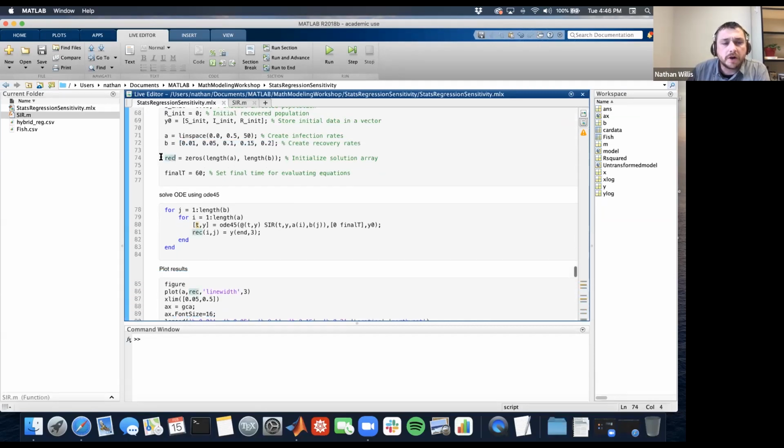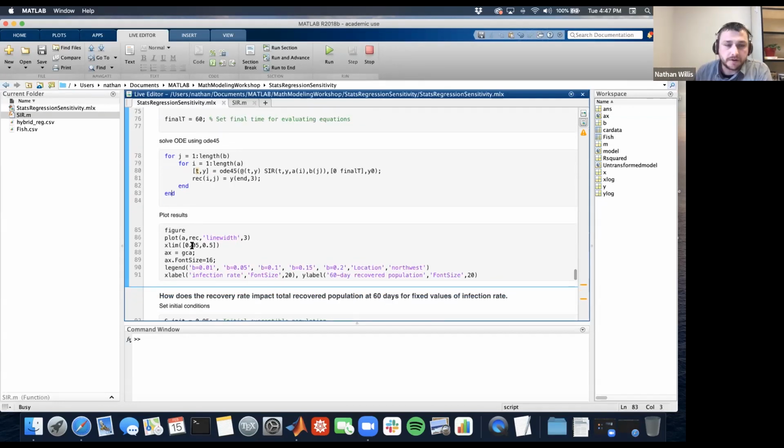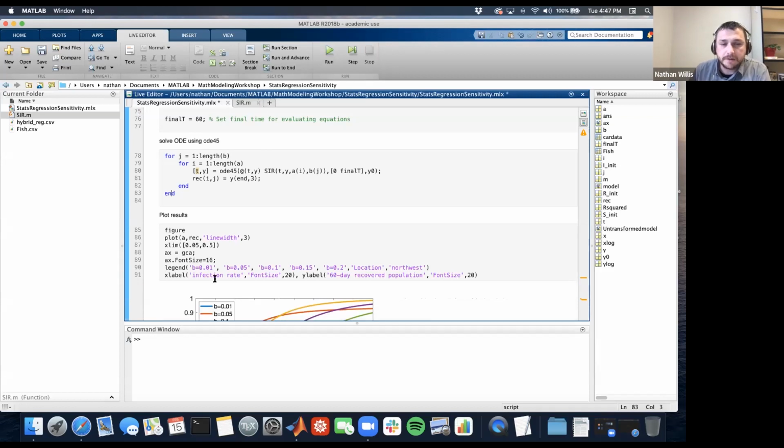Okay, and then we're going to look at the recovered population at day 60. So we're going to stop at time 60. And this is just initializing a matrix or a solution array to store our solutions in. So we're going to run this through a loop of each case of B, of each instance of the recovery rate, and each instance of the infection rate. And we're going to store this in recovery. Okay. And then we're going to plot it out. So let's go ahead and run all of this and see what our plot looks like.